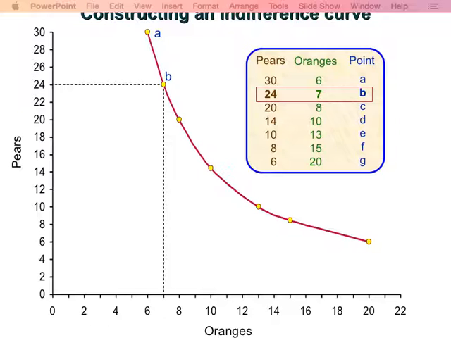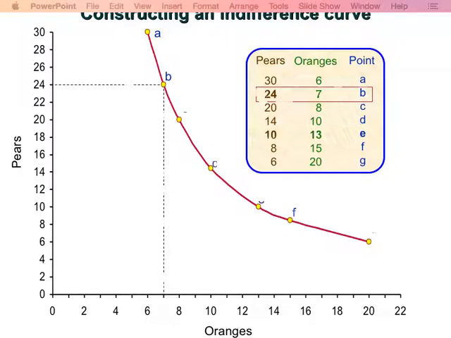So if I were given a choice to choose between A and B, I would choose the same. I would choose any of them, because any combination will give me the same satisfaction. It's just when I moved from A to B, I just sacrificed 4 units of pears to get 1 unit of extra oranges.